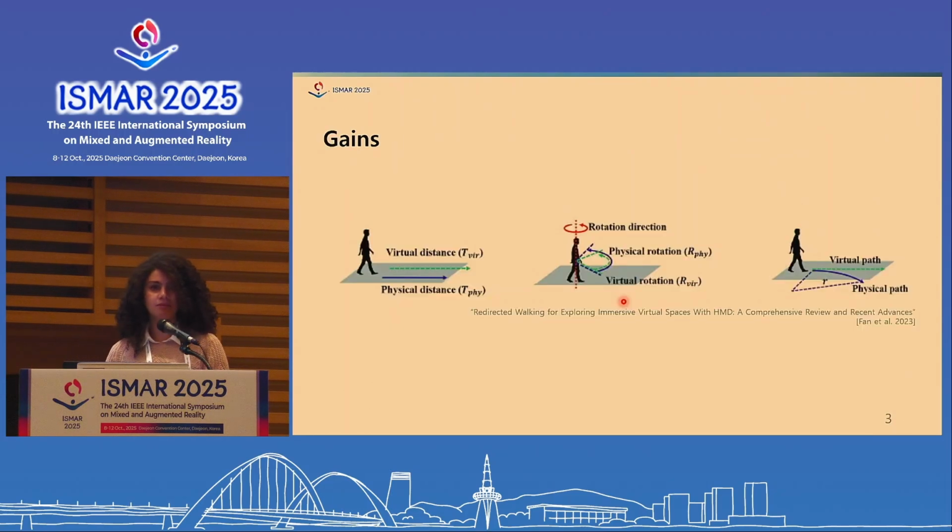This is achieved by something called gains, and we have mainly three types of gains. We have translation, rotation, and curvature gain. Curvature gain makes the user walk on a curved path in the physical environment while they think they are walking in a straight line in the virtual one. Each gain has max and min values that either suppress or exaggerate the motion in the virtual environment compared to the motion in the physical one.